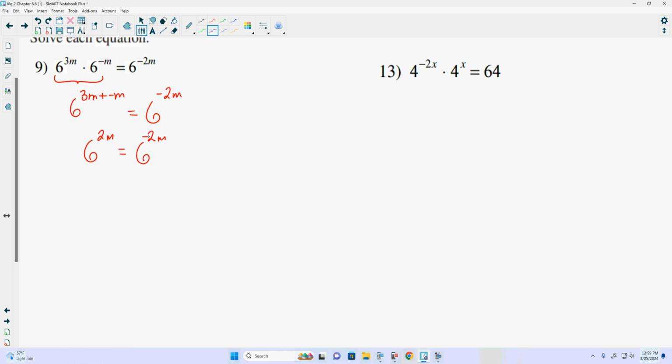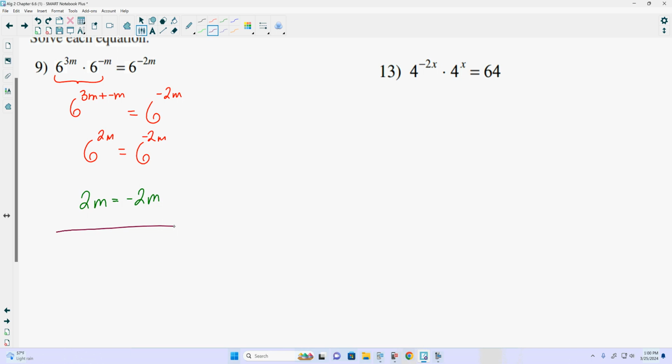Questions on this here? Because again, for this one-to-one property to work, the bases have to be the same, and we need just one on either side. Now, since the bases are the same, and there's one of them on either side, the exponents have to be equal. So 2m is going to equal negative 2m. So what do we need to do first? We need to get the variables on the same side, yes?